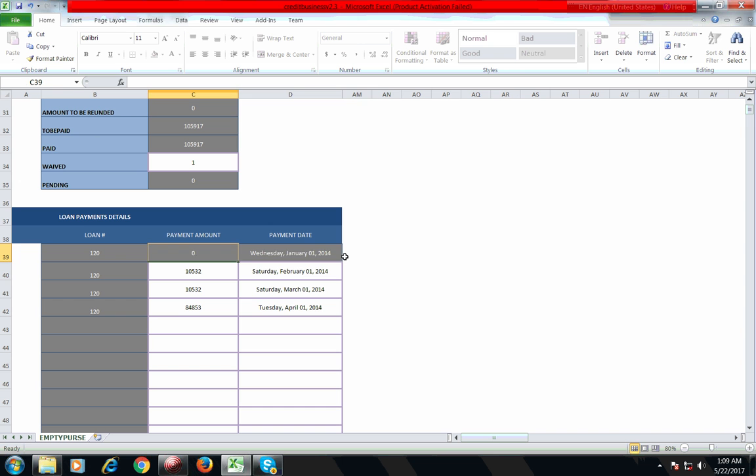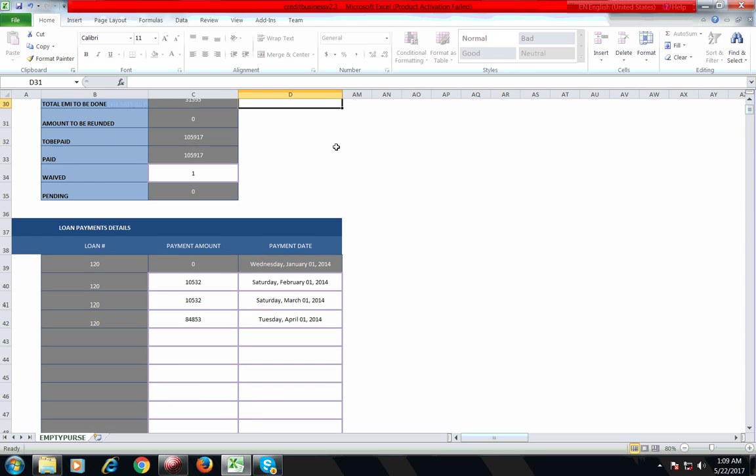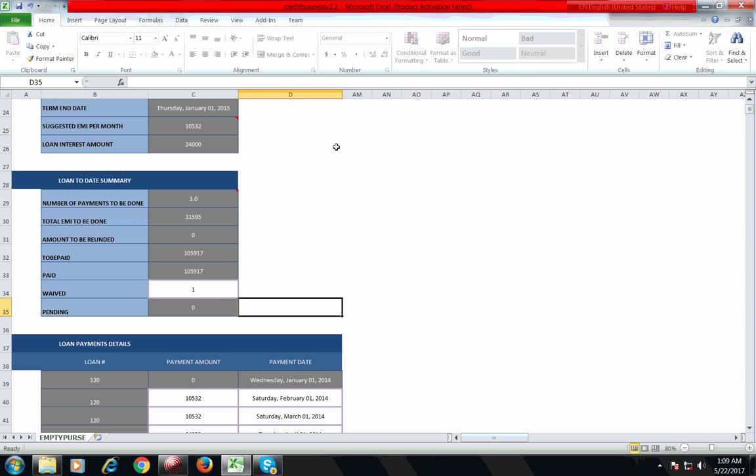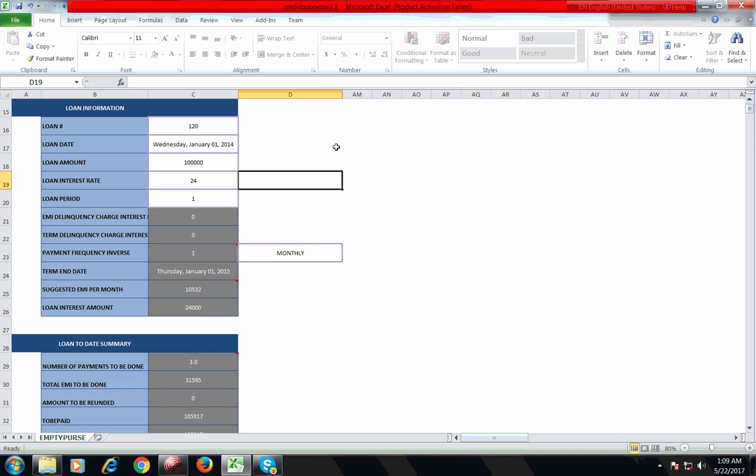And so yeah, that's how it keeps working. And there is no extra fees applied. The only interest amount that is applied is this particular interest rate. So that's how the system works.